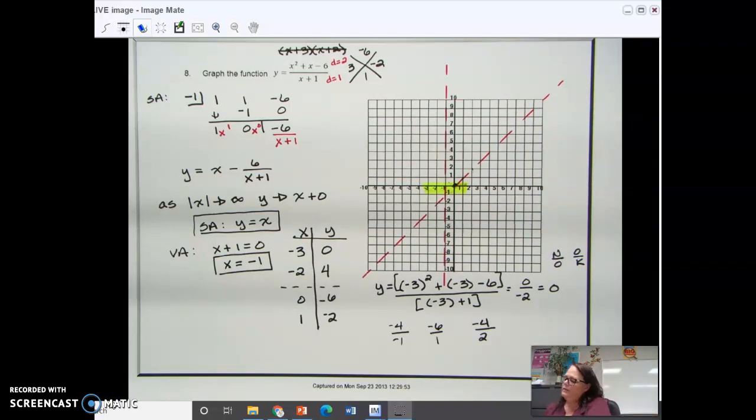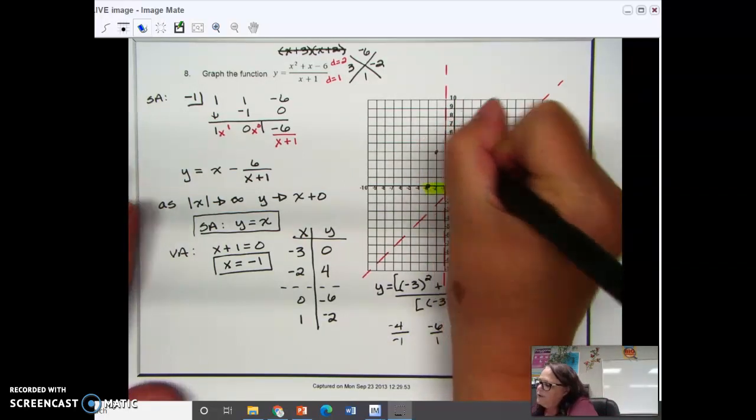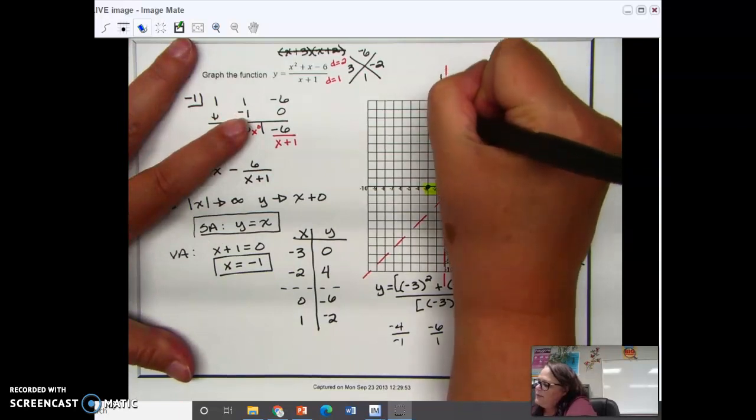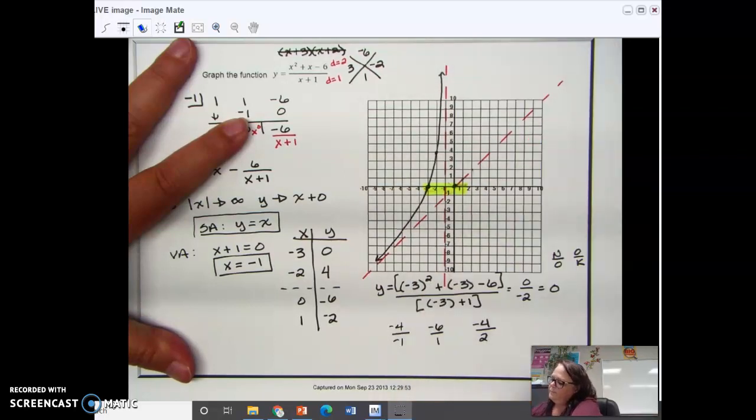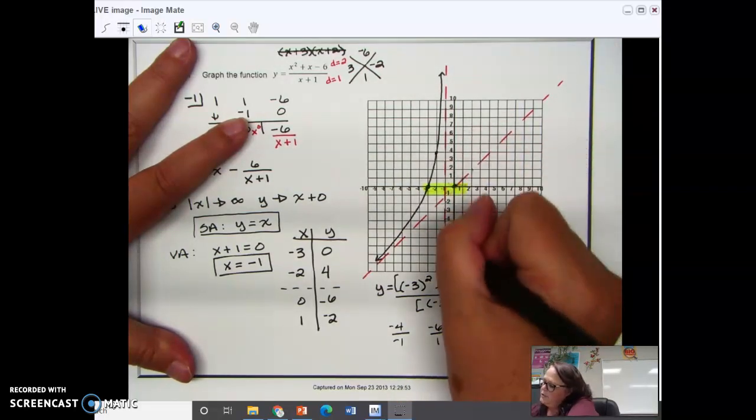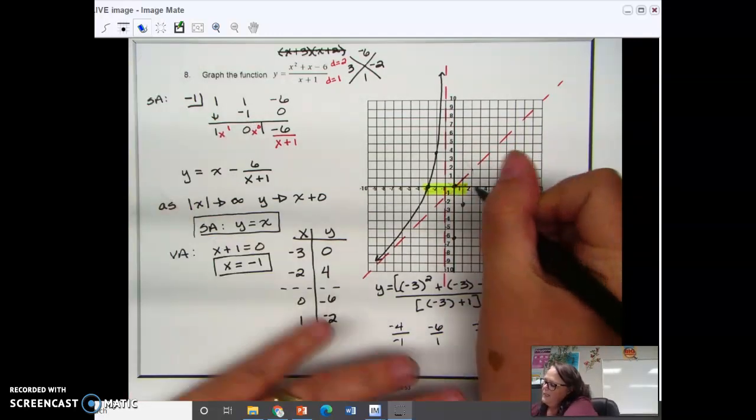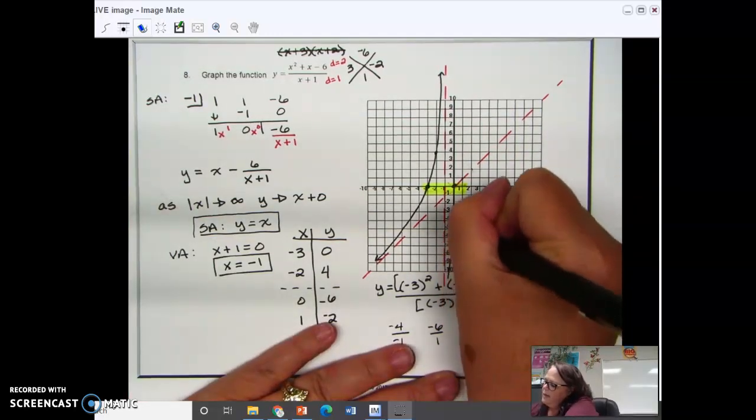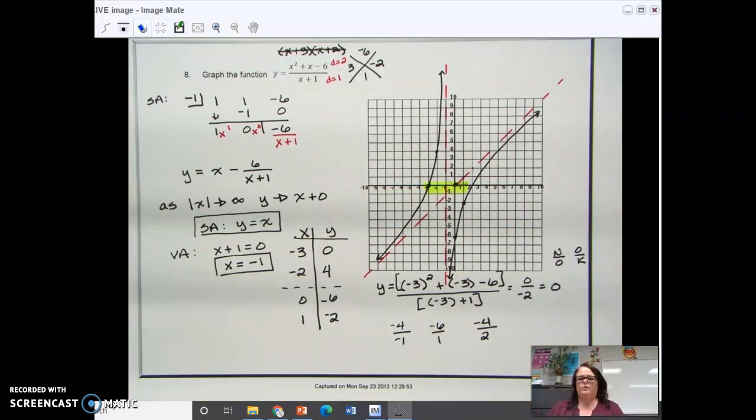All right, so I found these y values, so I'm going to start plotting. I have -3, 0. I have -2, 4. So I can go along my asymptotes, cut through those points, and go along this asymptote here. Then I have a point at 0, -6, and I have a point at 1, -2. Then again, I'm going to travel along my asymptotes, cut through those 2 points, and then follow my asymptote again. So that would be a graph with a vertical asymptote and a slant asymptote.